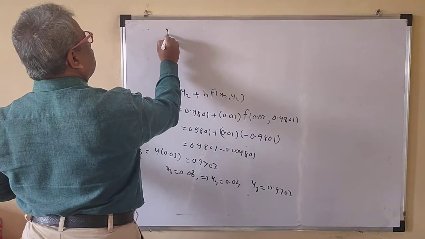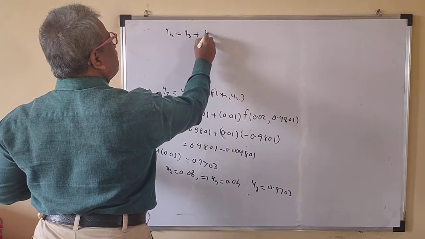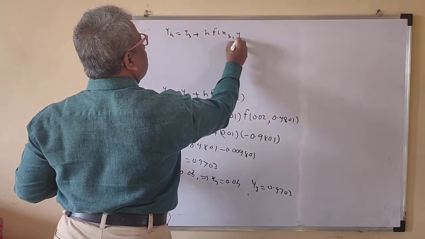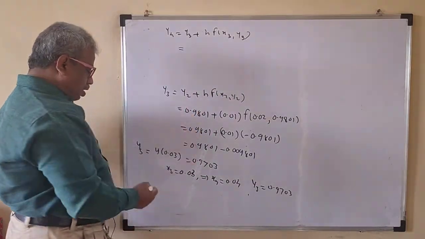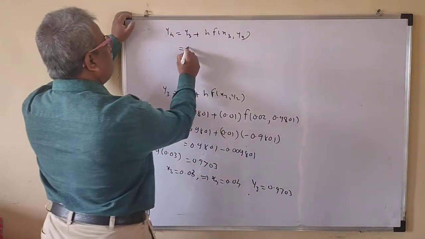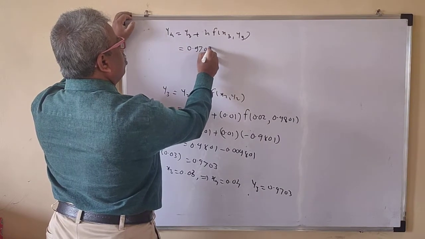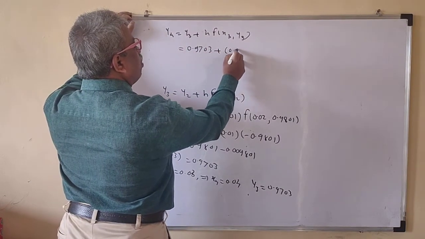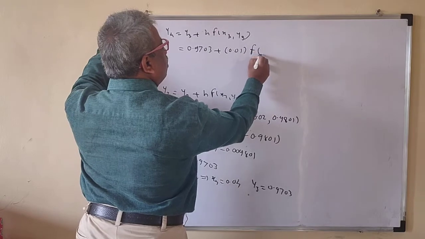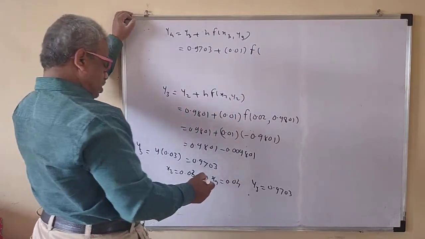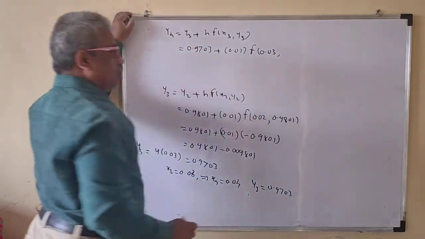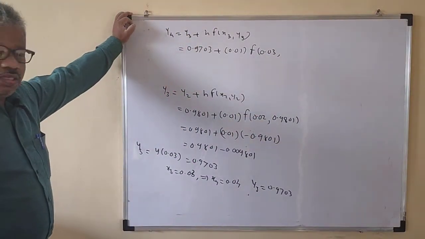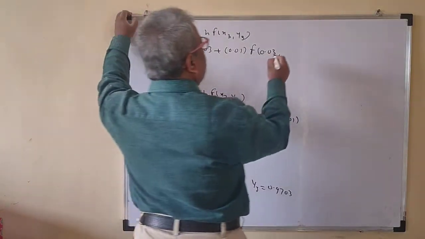So y4 is equal to y3 plus h f of x3, y3. Very simple problem. So y3 is 0.9703 plus h, which is 0.01, times f of x3, y3. Your x3 is 0.03.